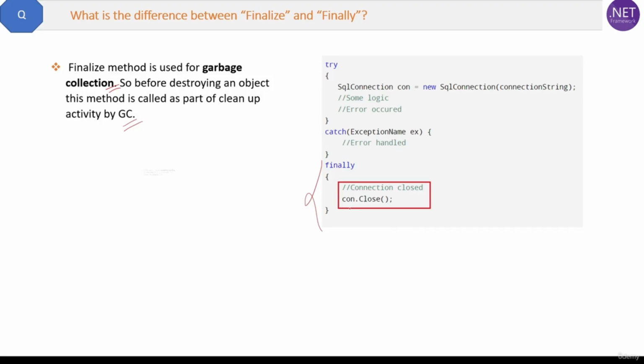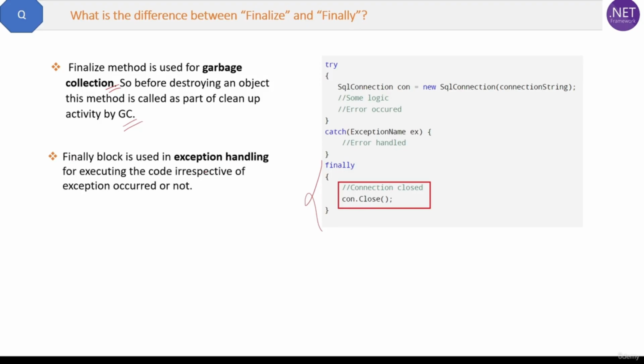So the definition is, finally block is used in exception handling for executing the code irrespective of whether the exception occurred or not. Another difference is garbage collector will call finalize method automatically in the background, so you do not have to write any code for it, okay? But here is the code where you have to write the code for the finally block. The code inside this block will definitely execute irrespective of the exception. So basically you have to write the code for the finally block. So that's it, those are the differences.